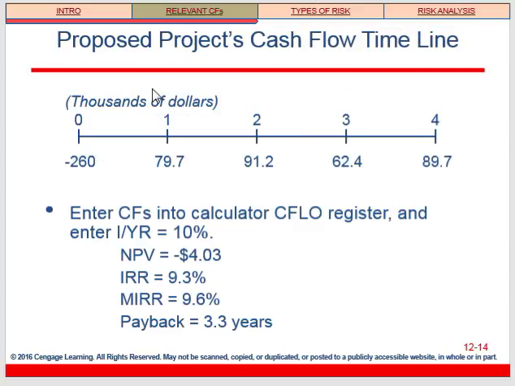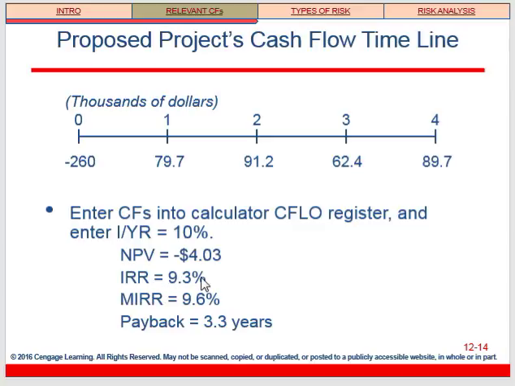Last piece is, if you lay out the project's cash flows, as I mentioned, and I do the net present value, it turns out that it's a negative $4,000. The IRR is less than the 10% WACC, at 9.3. That's why NPV is negative. So we are going to reject the project. That's what we are getting.